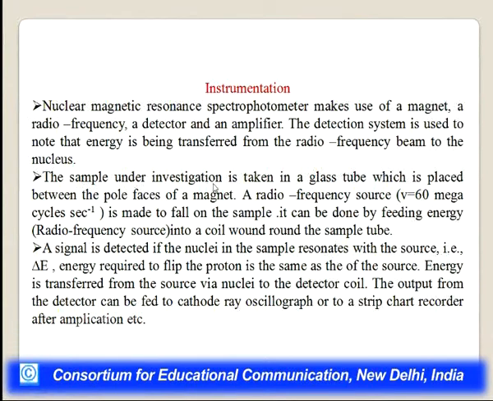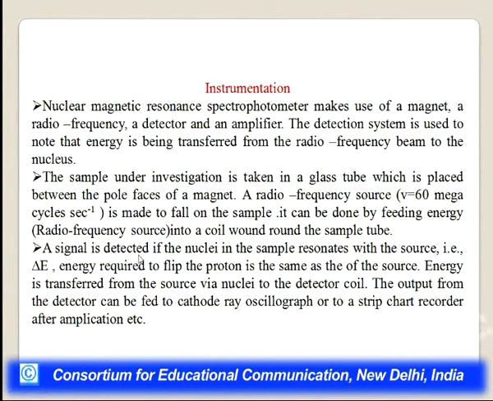The sample under investigation is taken in a glass tube which is placed between the pole faces of a magnet. A radio frequency source, let's say 60 megacycles per second, is made to fall on it. We have already discussed in the previous slides that we need to keep one thing constant, either the frequency of the radio waves or the value of the applied magnetic field. Here we keep constant the radio frequency source which falls on the sample. This can be done by feeding energy into a coil wound around the sample tube.